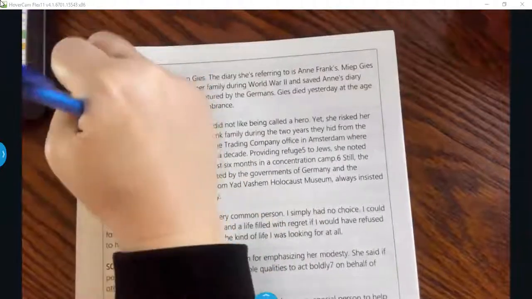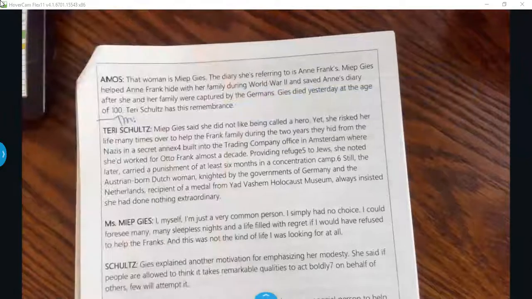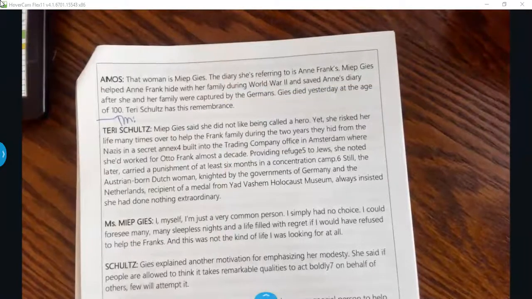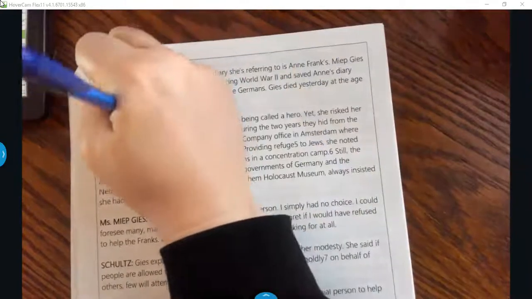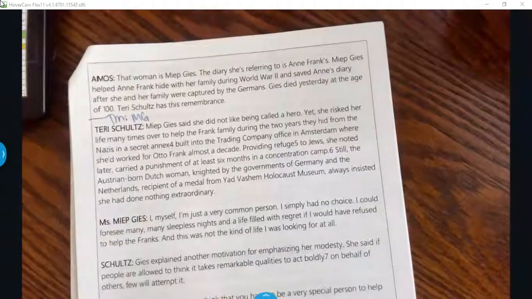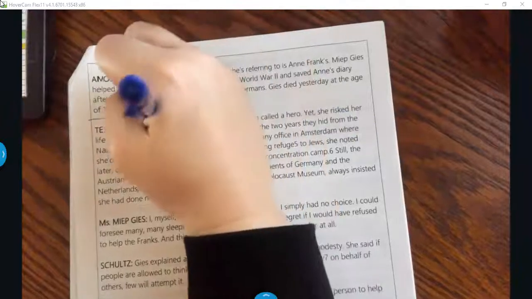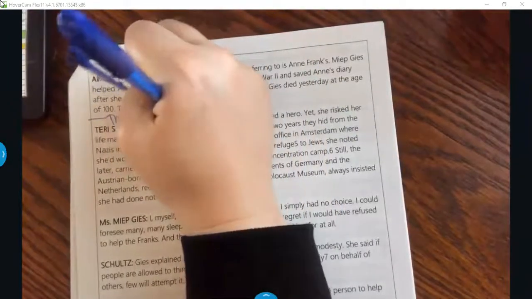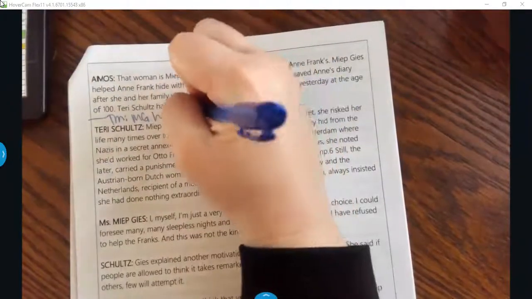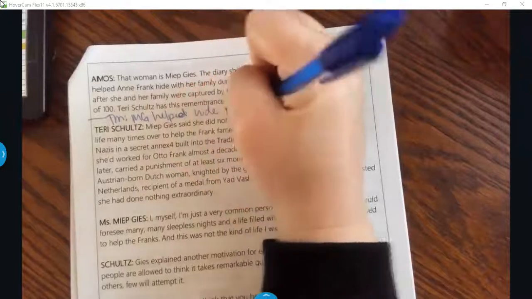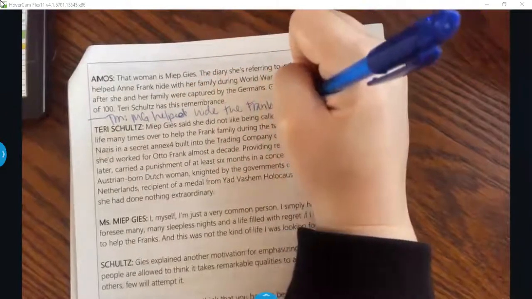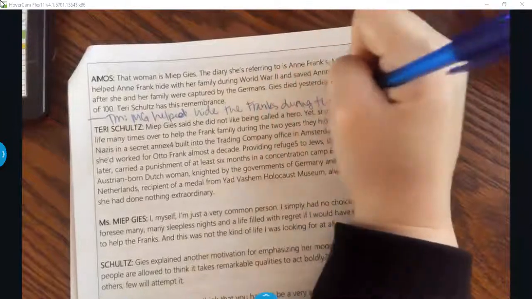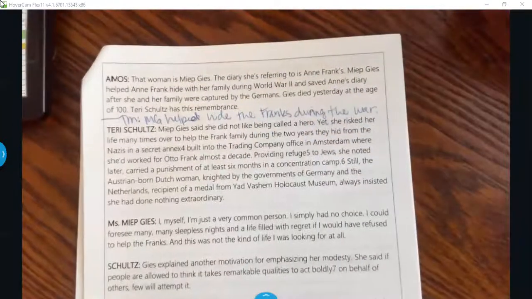So right here, I'm going to stop for a second before we go into our next section. What the author is teaching me right now is that Miep Gies helped to hide the Franks. So I'm just going to put MG for Miep Gies because when I'm doing my annotations, I want to shorten them as much as possible. Helped hide the Franks, and we'll say during the war. Give you a second to write your own annotation.